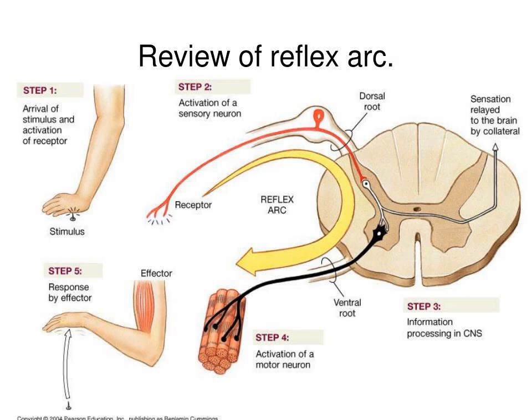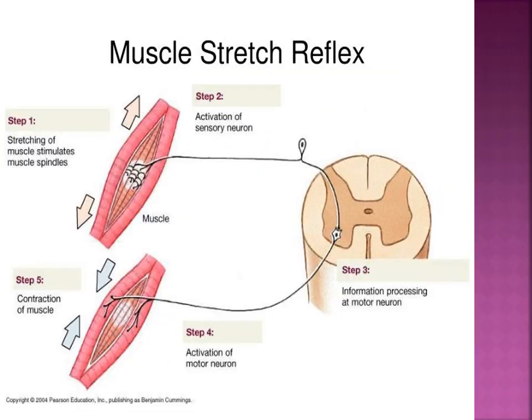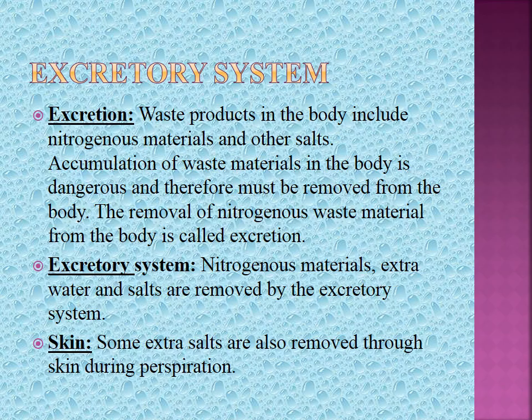First step, arrival of the stimulus and activation of receptors. Second, activation of the sensory neuron. Then in the spinal cord, what will happen? Information processing in the central nervous system, activation of the motor neuron, and finally the effectors will respond. Okay. How will the muscles stretch? Stretching of the muscle stimulates the muscle spindle. Then activation of the sensory neuron. The message will go to the spinal cord. Information processing through the motor neuron. The contraction of the muscles occurs. All this is the reflex action.